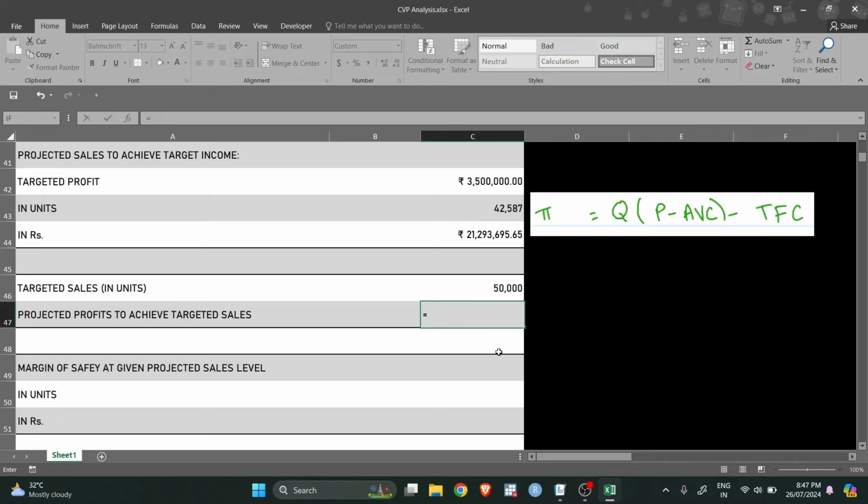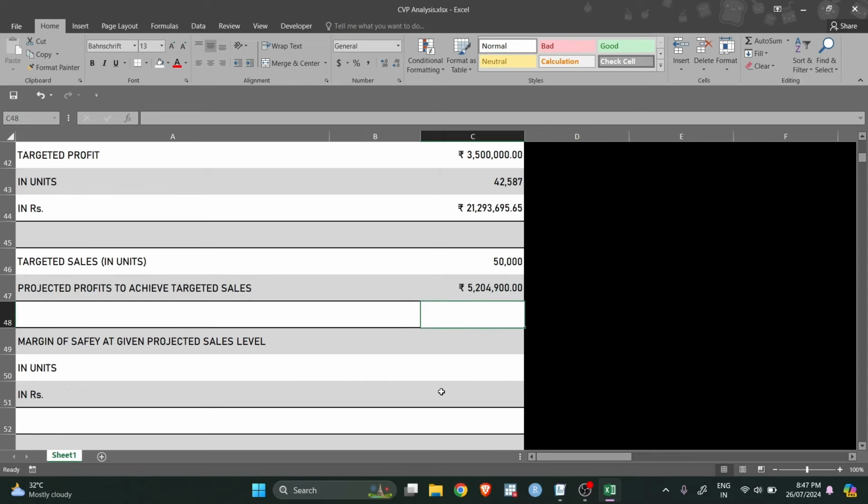So this will be nothing but this targeted sales into my selling price minus per unit variable cost, right? Then minus total fixed cost. So this is the profit which I will generate if I produce this much.